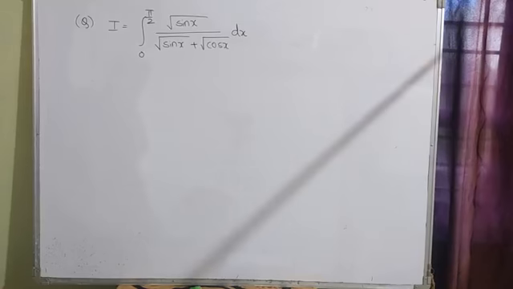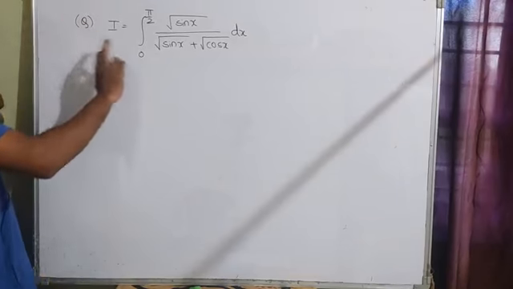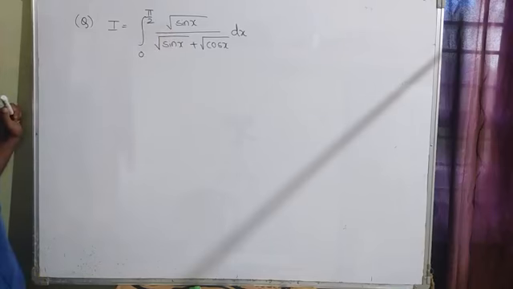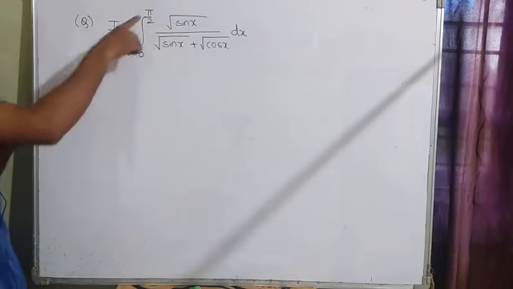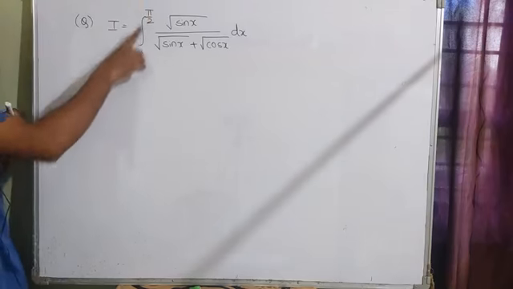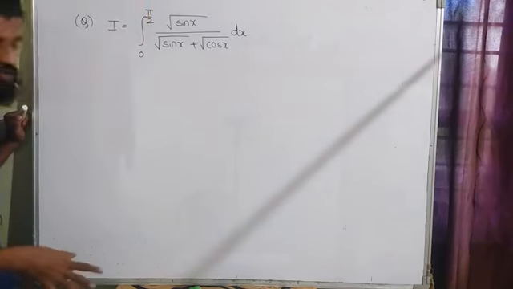Well, dear students, the next question here is on the board. The question says, I equals the integral from 0 to pi by 2 of root sin x divided by root sin x plus root cos x, dx. As you can see, my dear friends, again the limits are from 0 to pi by 2, or 0 to something. Whenever we have limits from 0 to something, we always use the same property we used in the previous question.